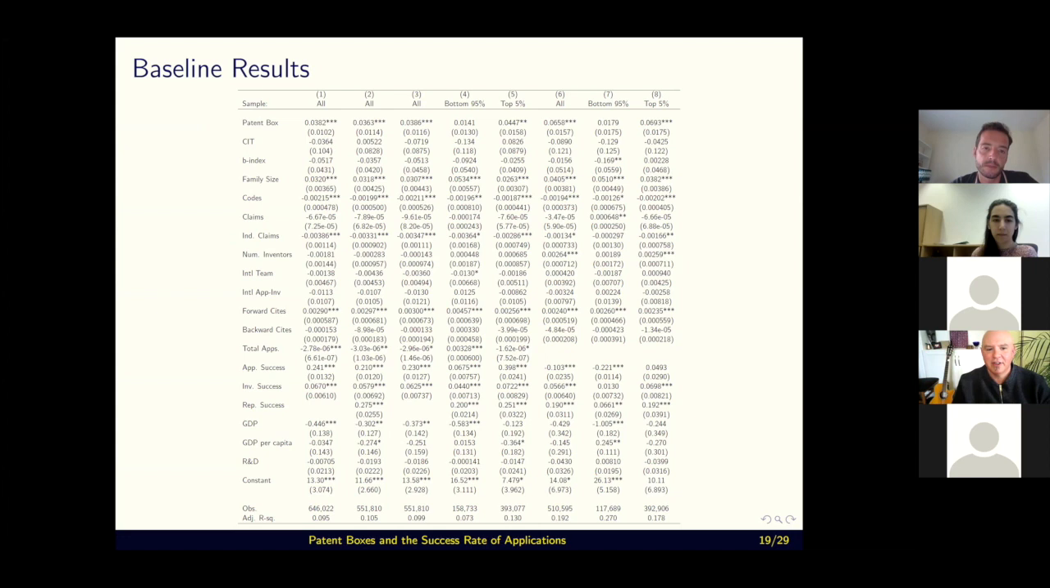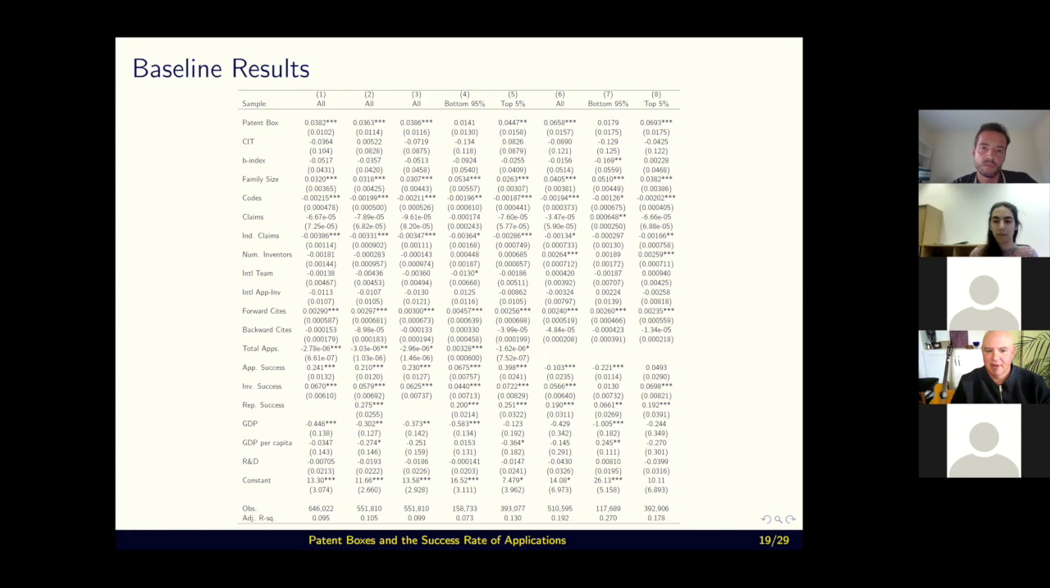The number of inventors doesn't seem to have a huge impact. The number of forward citations seems to matter. You might be worried about endogeneity, so we left it out, and it doesn't change anything. The whole idea is, if I could measure novelty directly, that would be my dependent variable, and I would ask whether patent boxes increase novelty, but I can't. The idea is that unobserved novelty is correlated with patent box and is driving this effect: patent box increases novelty, which then increases the probability it gets granted. That's the approach we're taking.